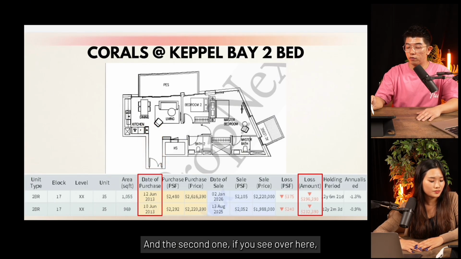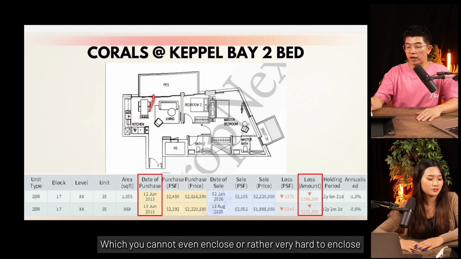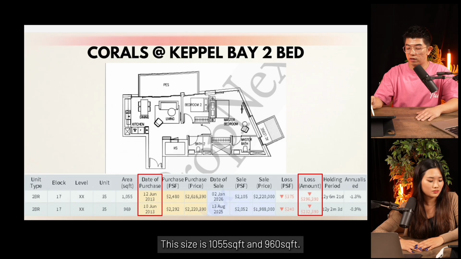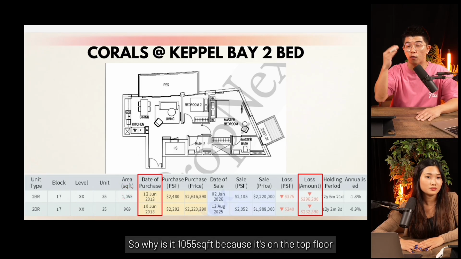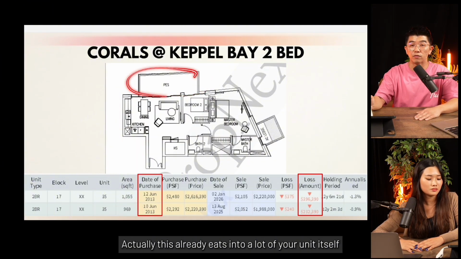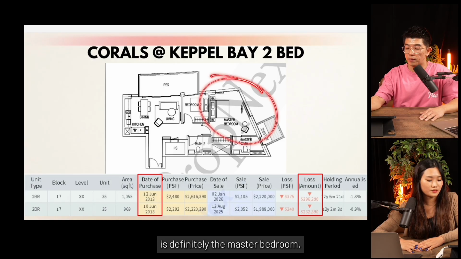And the second one, over here, is an open kitchen right beside the dining and living room, which you cannot enclose, or rather it's very hard to enclose because the balcony is here. The sizes are 1055 and 969. Why is it 1055? Because it's on the top floor, they have additional volume. But with 969 and this balcony size, this already eats into a lot of your unit itself. But the biggest problem is definitely the master bedroom.